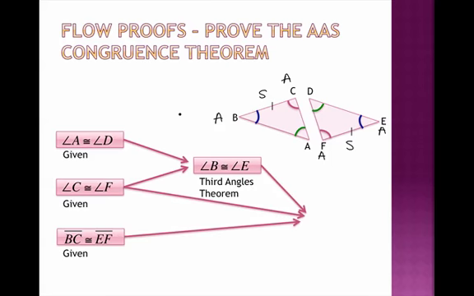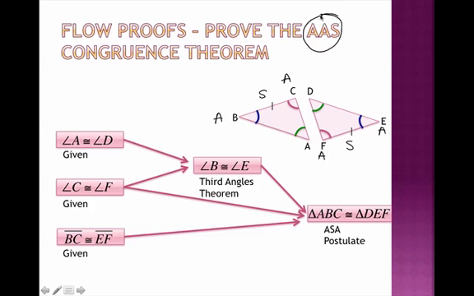We can use that in our proof here. So from those three things, we can now say that triangle ABC is congruent to triangle DEF through our angle, side, angle postulate. And we have now proven that if we are given angle, angle, sides of triangles, then that in fact is proof enough that those two triangles are congruent to each other. So that is your first flowchart proof.